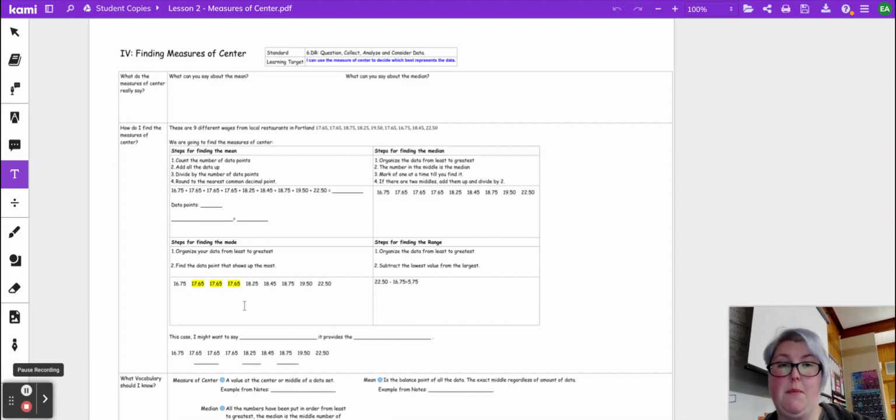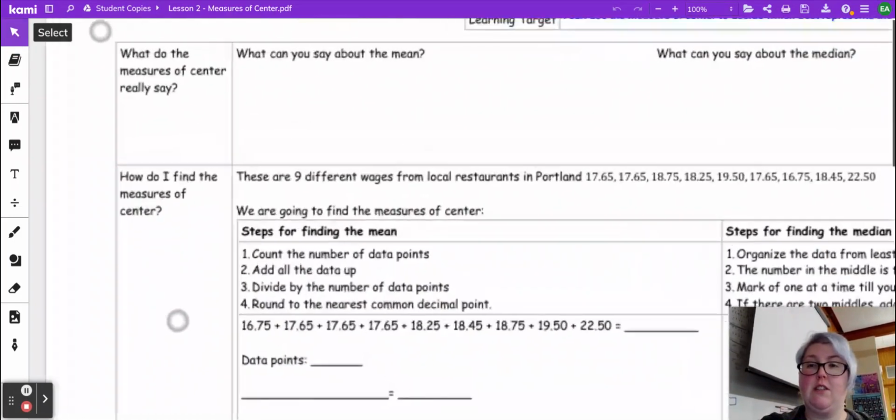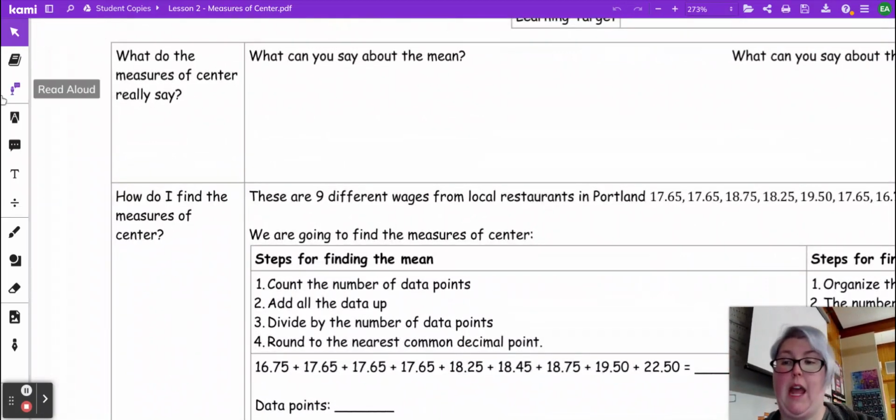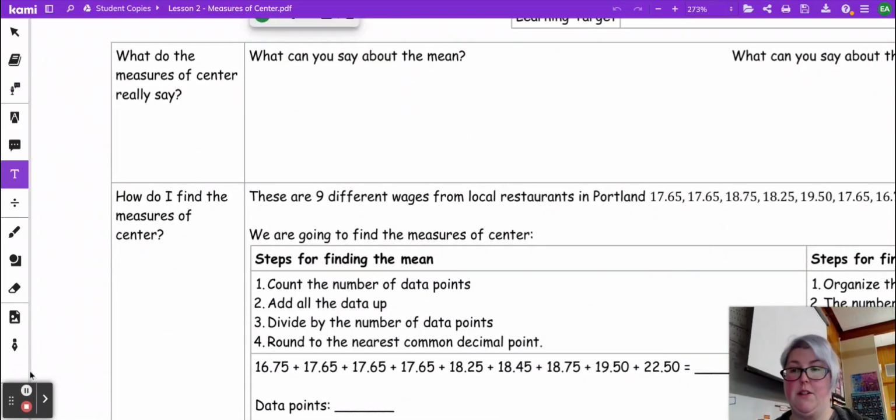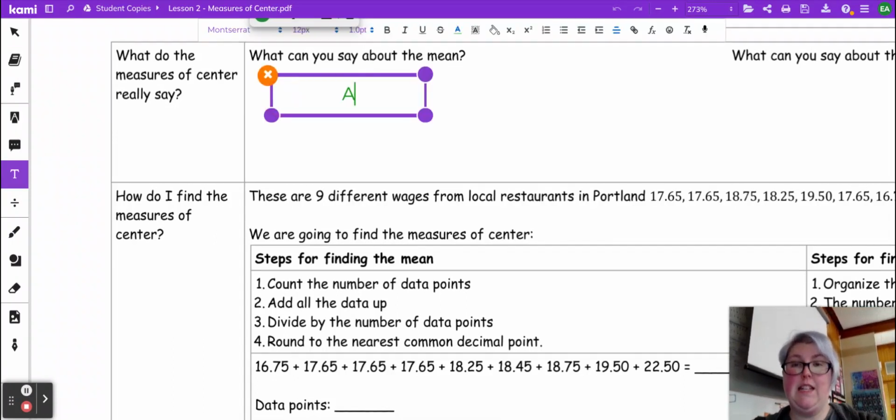Today we are going to talk about finding the measures of center. So first, let's start with some basic vocabulary. We have these two words, mean and median. The mean is the same as the average.